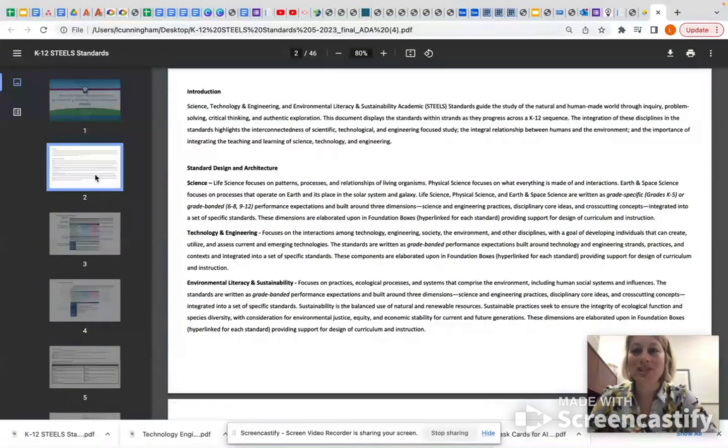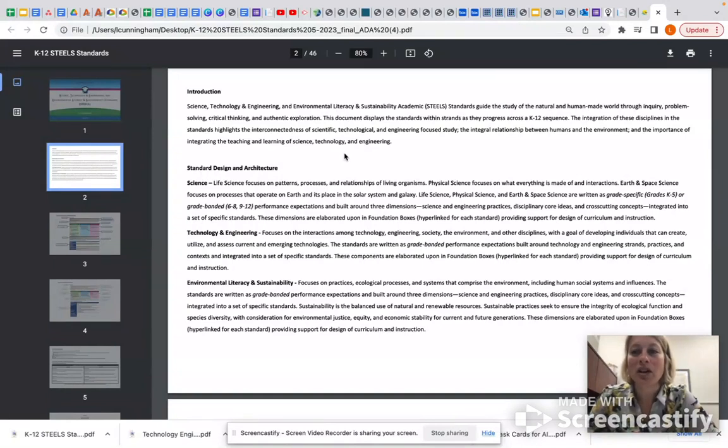The second page in this document is really helpful for giving us an introduction to the standards and also an introduction into the design and architecture of the standards. So here we have in the introduction that the STEELS standards guide the study of the natural and human-made world through inquiry, problem solving, critical thinking, and authentic exploration. This document displays the standards within strands as they progress across a K-12 sequence.